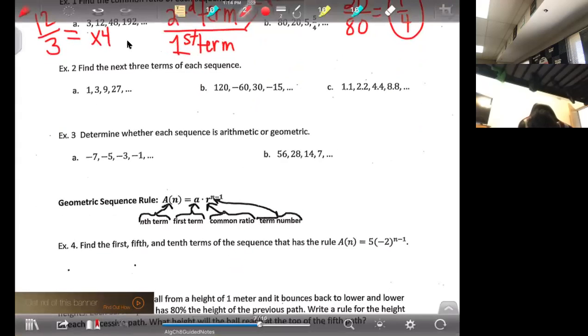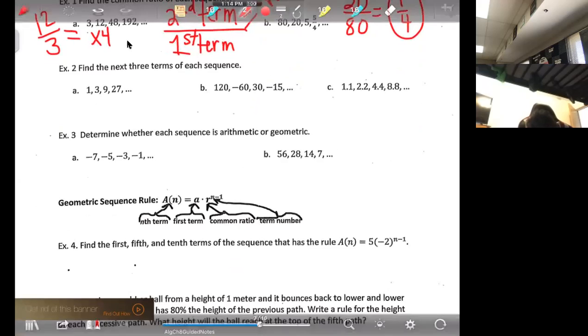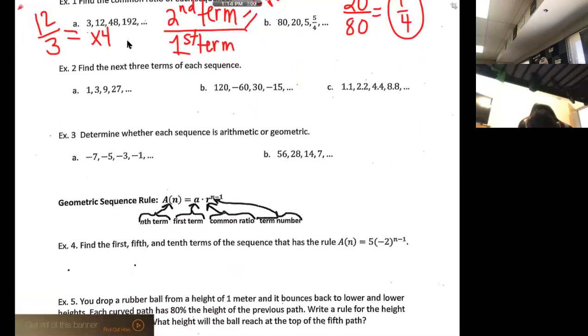We have example 2. It says find the next 3 terms of each sequence. Well, in order to know what numbers we're going to get, we need to know what that common ratio is first, right? So the common ratio would be, say, take the second term divided by the first term. So we're multiplying by 3.